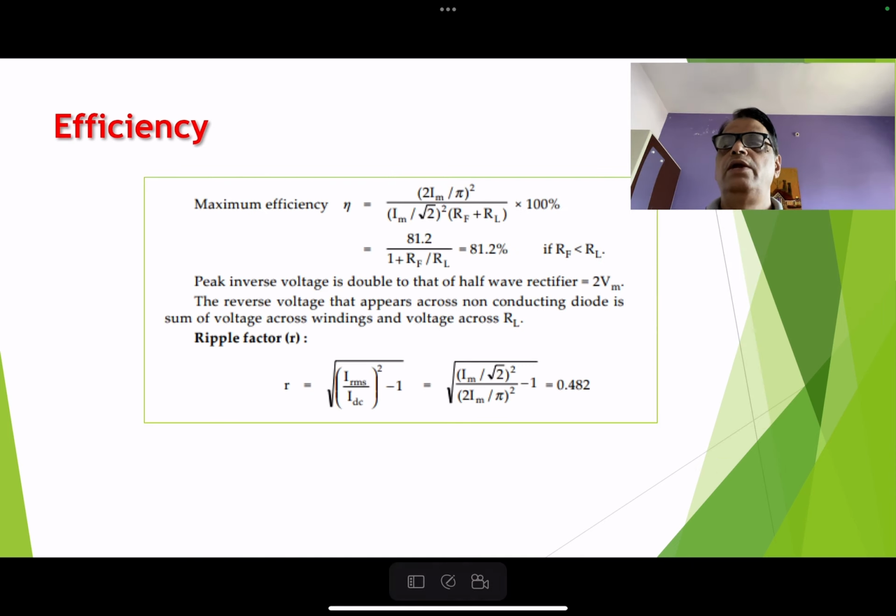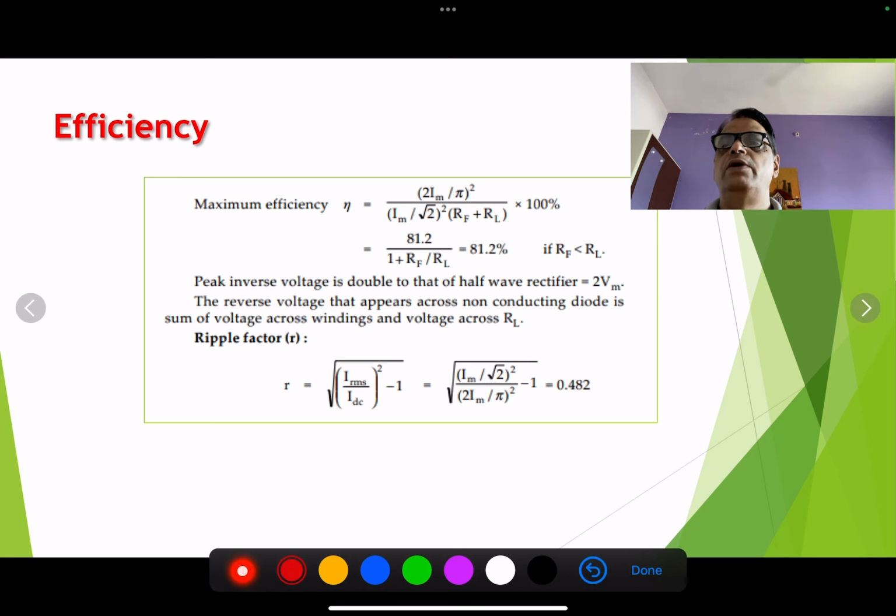Now we can calculate the efficiency. Eta is equal to twice Im divided by pi whole square divided by Im divided by root 2 whole square in the bracket RF plus RL. And therefore we will get this expression when we evaluate, and when we multiply it by 100%, then we will get it as 81.2%.